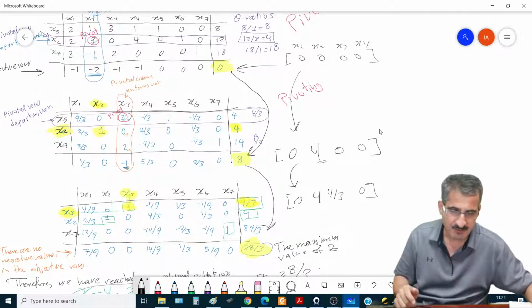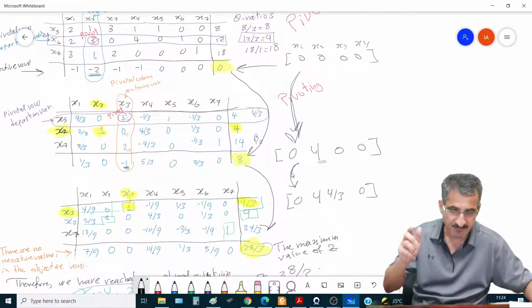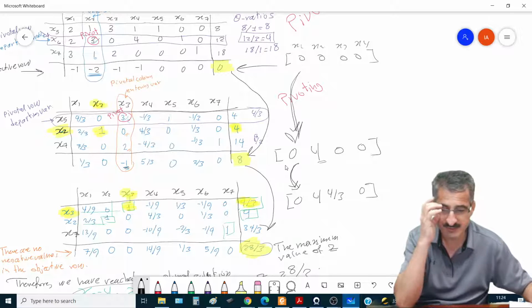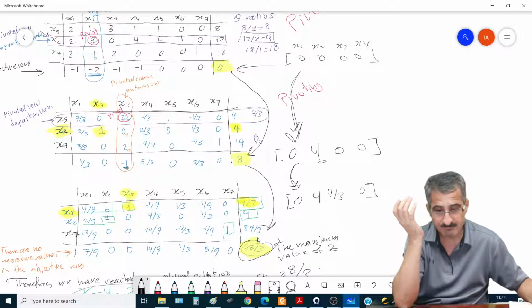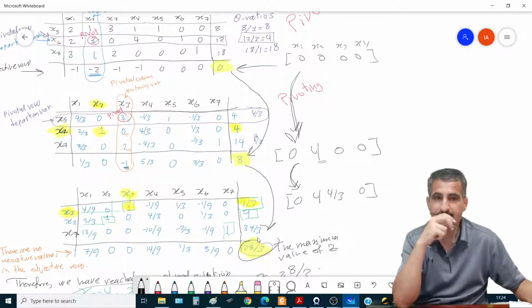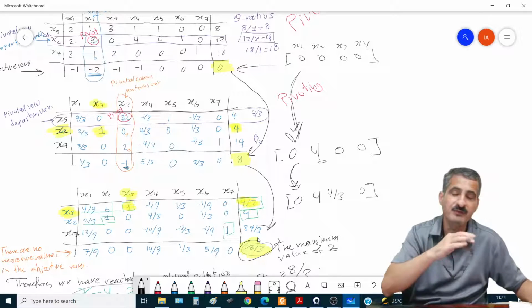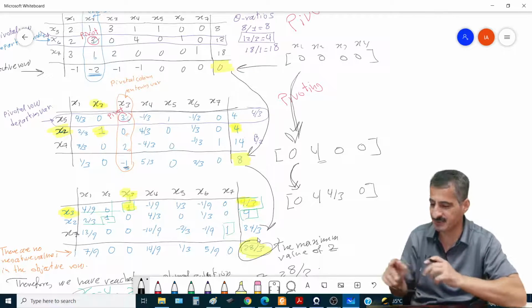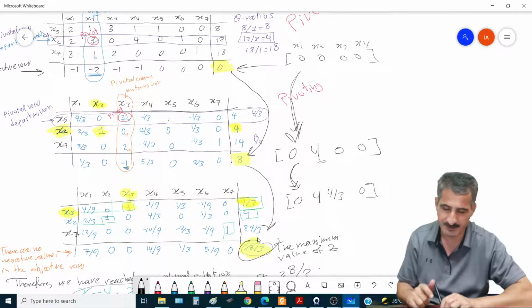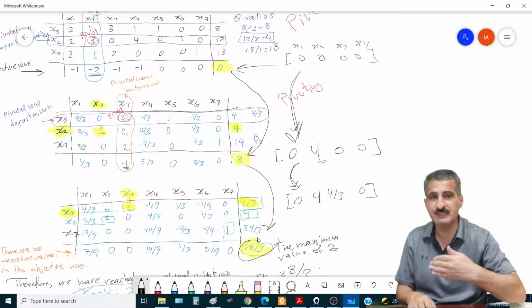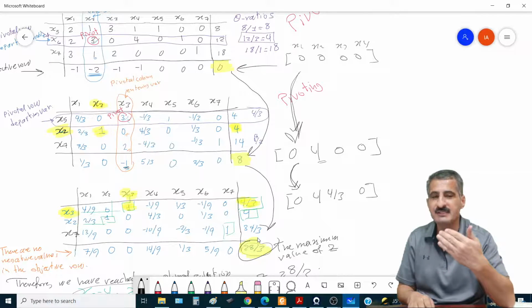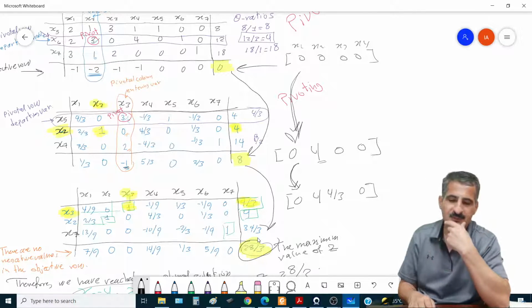So from here we move to an adjacent one, and from this one we move to another adjacent one, and we get the extreme value of the function. So moving from one extreme point to another adjacent one is what the simplex method is doing. And every time it moves from an extreme point to an adjacent one, it improves the objective function. Then we stop when the entries in the objective row are all positive.